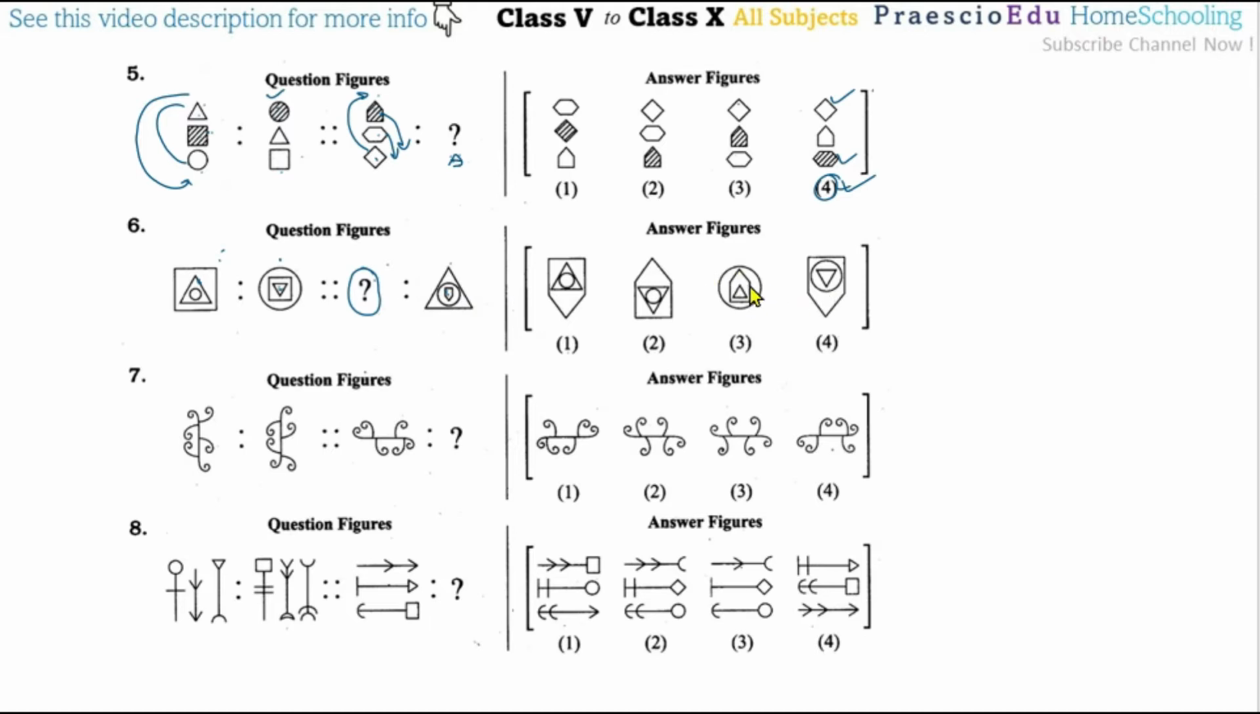Now here the middle position means only one showing, which is in option number 3. Then later on, the outer side circle goes to the center. So here the outer side triangle goes to the center, which means this figure is correct. That's why option number 3 is the correct one. Now question number 7. This figure matches with this figure, but it should be in a mirror image. So this figure's mirror image is in option number 4.